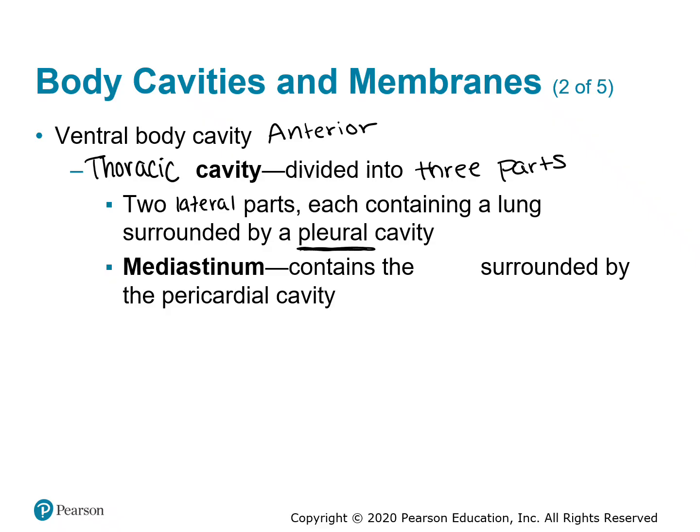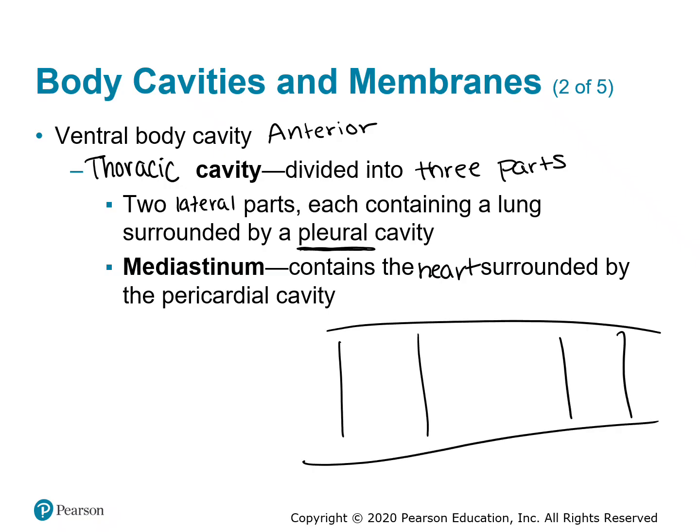And then we have the mediastinum, which contains the heart that is surrounded by a pericardial cavity. In your lab worksheet that we had, we talked a little bit about serous membranes and stuff like that, and we're going to get into what that really means now. But know that the pleural cavity has both an outer shell and an inner shell to it, as do most of these cavities. Okay? So the thoracic cavity has two lung cavities and a heart.